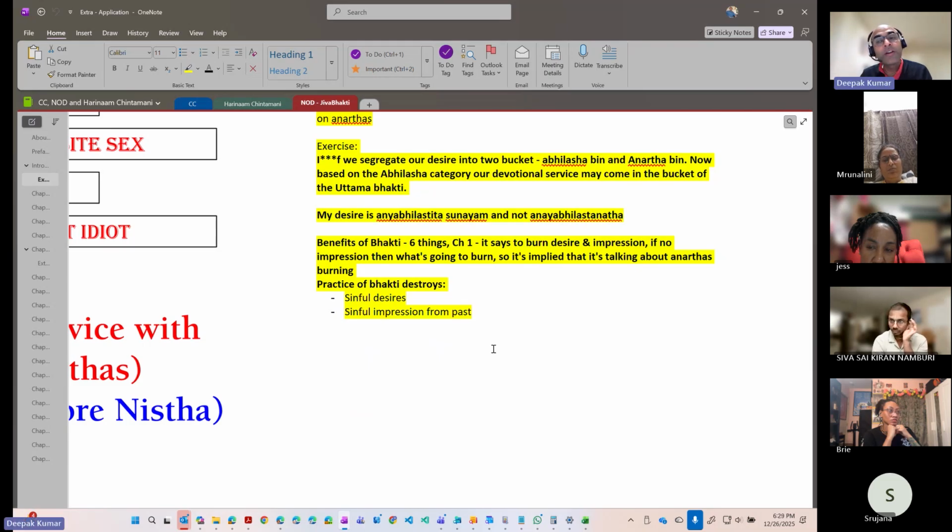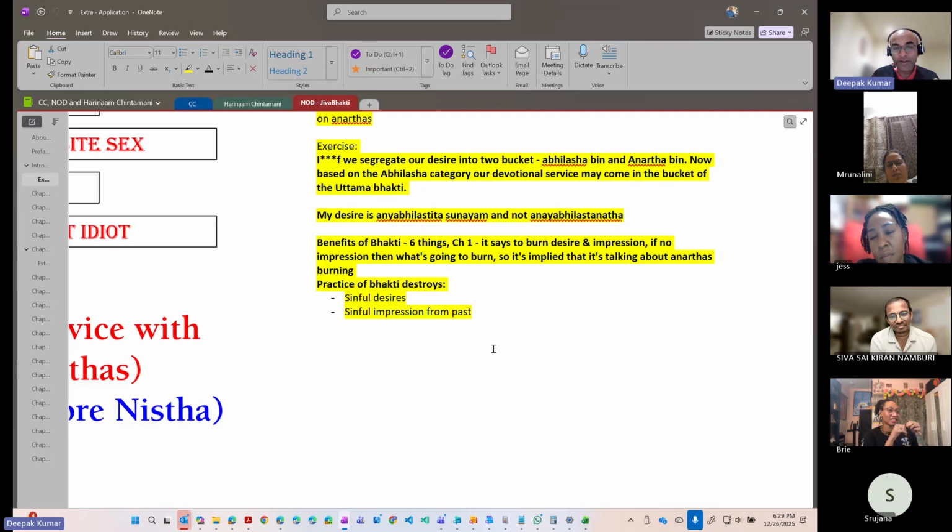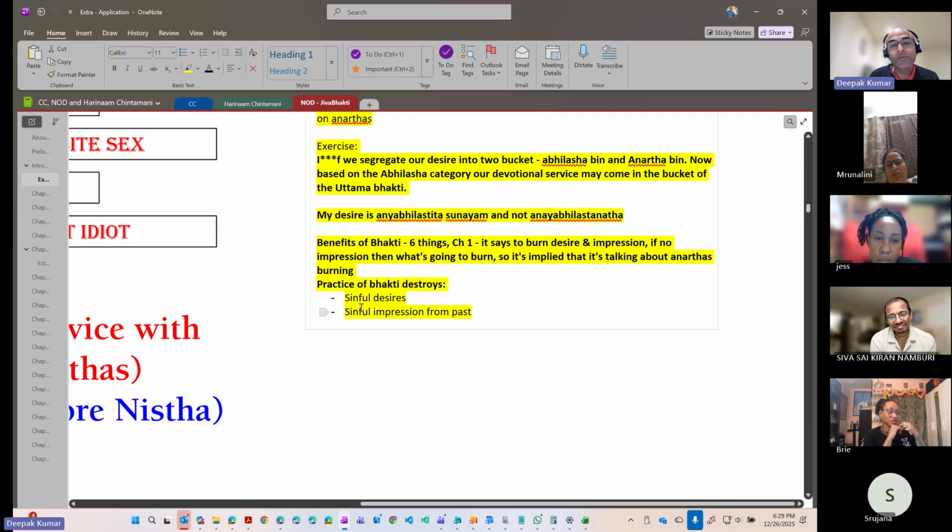Something, right? So anartha is going to burn, which means having anartha is expected. Now we all should be feeling a little better. There is an acknowledgement by Rupa Goswami that we all have anarthas. We are not Rupa Goswami, right? Rupa Goswami is Nitya Siddha. So let's start feeling better. The practice of bhakti destroys sinful desires and the sinful impressions from the past.